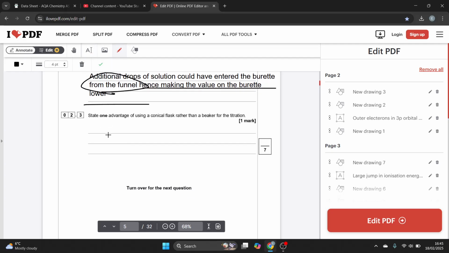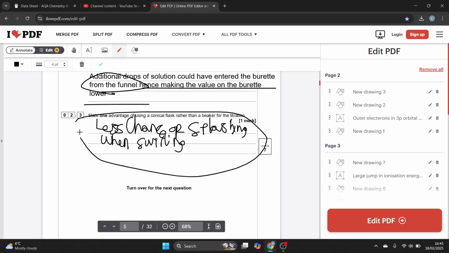State one advantage of using the conical flask rather than a beaker: less chance of splashing. That's fine, you can say that. Less chance of splashing when swirling. Or you could say less chance of losing any solution, but less chance of splashing when swirling is fine.